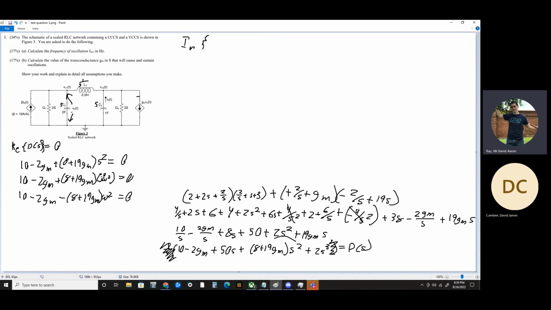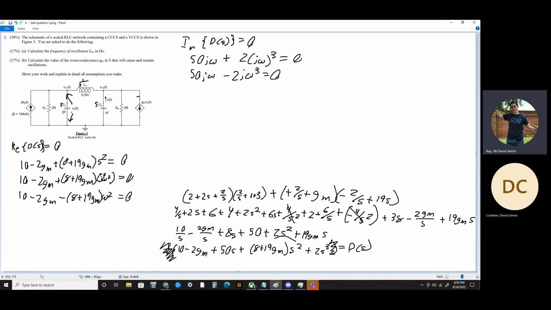I am of d of s equals 0. This is going to be the 50s, 50 j omega, plus the 2s cubed, so 2 times j omega cubed equals 0. And that's going to turn into 50 j omega minus 2j omega cubed equals 0.